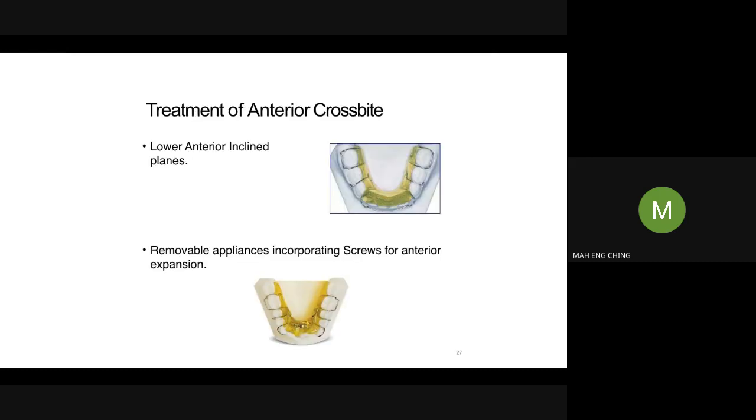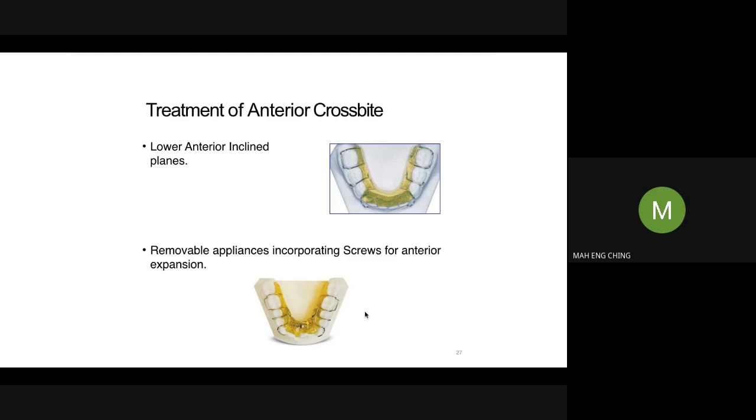So sometimes we can do a simple device, an anterior biplane. We call it a lower anterior inclined biplane. Then this one can reverse the crossbite, provided the crossbite is not too severe. Then there is the removable appliance incorporating the screw for anterior expansion.